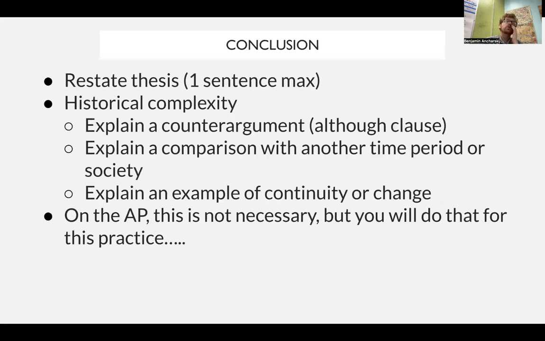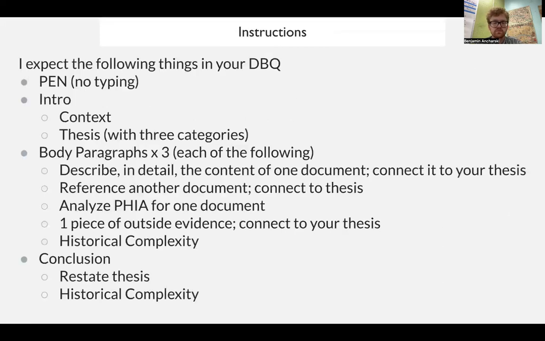But finally, your conclusion. On the AP, a conclusion is not necessary. For this practice, I do want you to work with it, though. This is how you do a conclusion. Restate your thesis and do another example of historical complexity. On the AP, a conclusion is not necessary. If you are at the 60-minute marker, stop writing, move on to the LEQ. Make a fire LEQ, then go back if you want to. If you're done with the LEQ, then add a conclusion to the DBQ. But just go ahead and start writing.